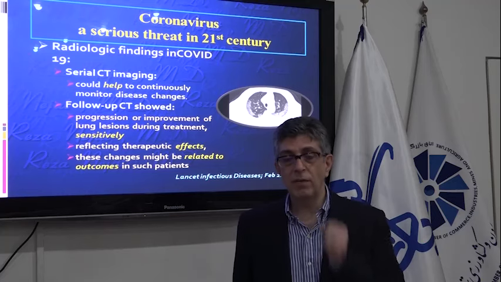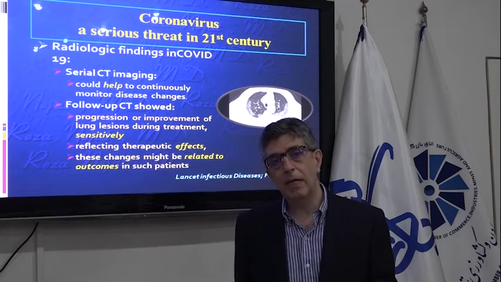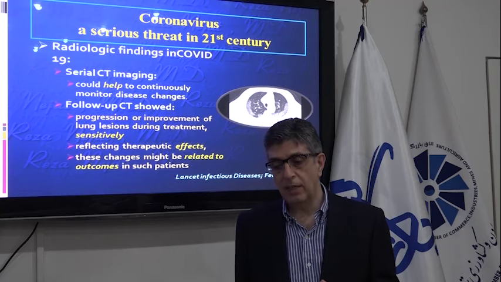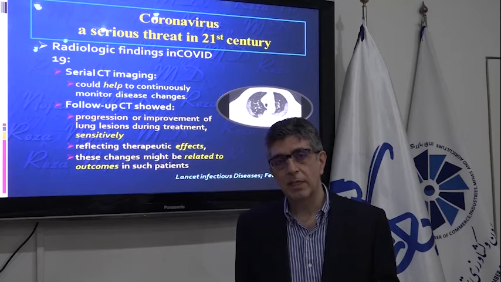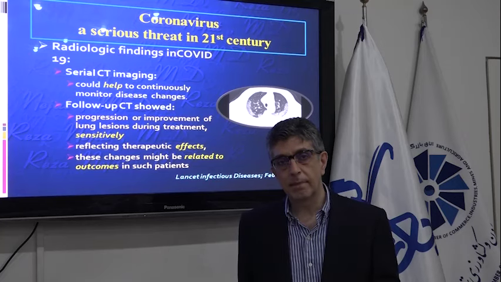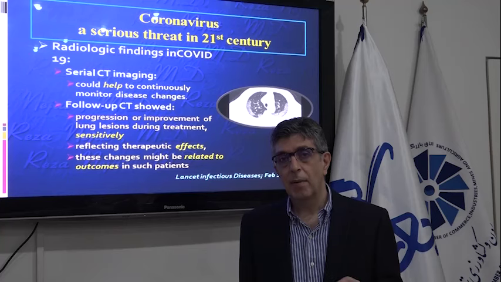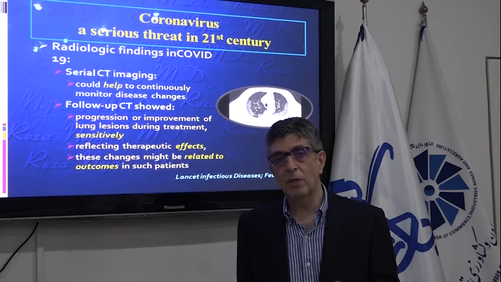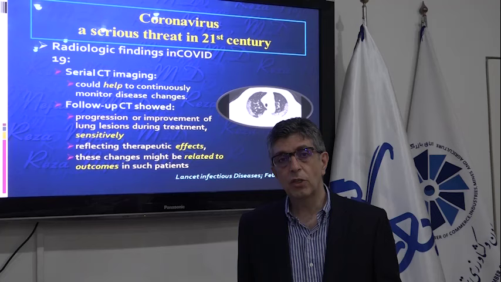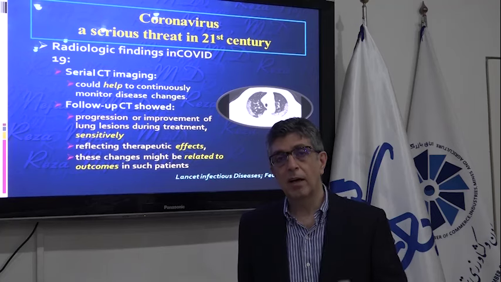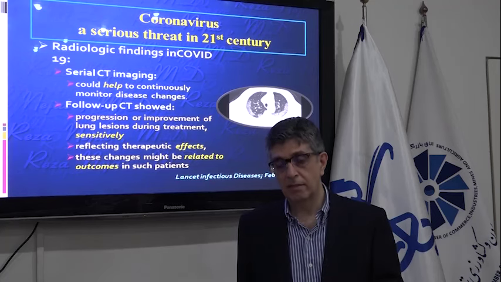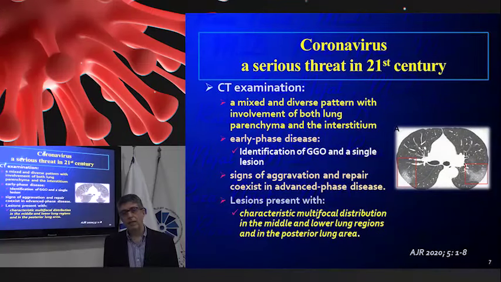For the sake of following up the patients and monitoring the disease, we can request serial CT scans. Follow-up CT scans can help us find the outcome of the patient, which patient goes on to die and which patient improves in clinical status. You know, this disease is characterized by multifocal distribution with middle and lower lobe involvement.